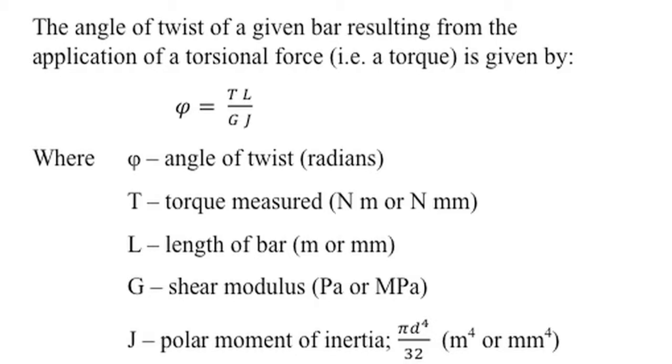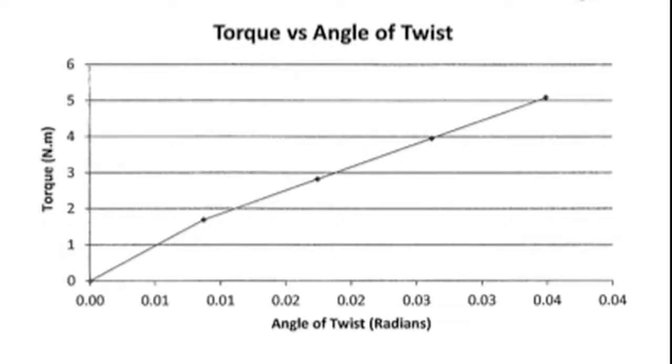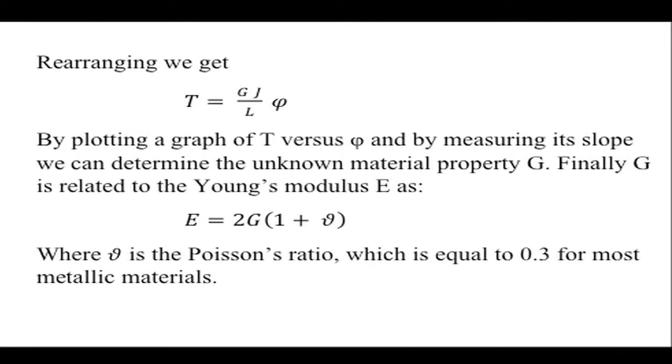The governing equation is a simple relationship between the angle of twist and the applied torque. The other constants in the equation are the diameter, which gives the polar moment of inertia, the length, and the shear modulus, which is a constant for the material. A length can be measured, diameter can be measured. Therefore, by plotting a graph of torque versus angle of rotation, and by determining the gradient, we can determine the unknown constant, which is the shear modulus.